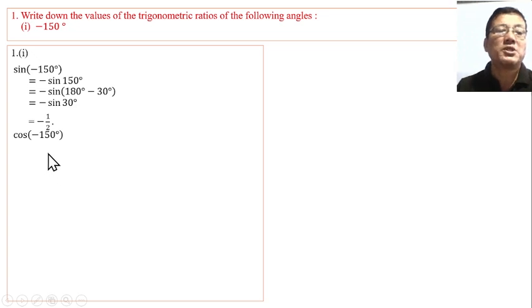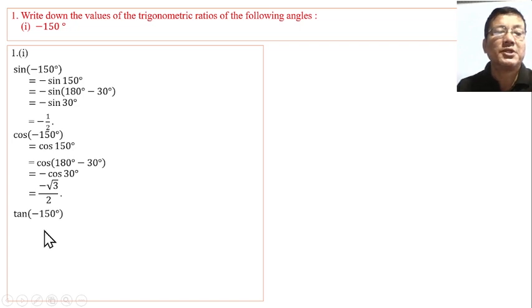Now cos of minus 150 degrees. Cos of minus theta is cos theta, so cos of minus 150 is cos of 150, which is cos of 180 degrees minus 30 degrees. 180 is an even multiple of 90, so cos stays cos, cos 30 degrees. In the second quadrant cos is negative by the all sine tan cos rule, so it is minus cos 30 degrees, which is minus root 3 by 2.